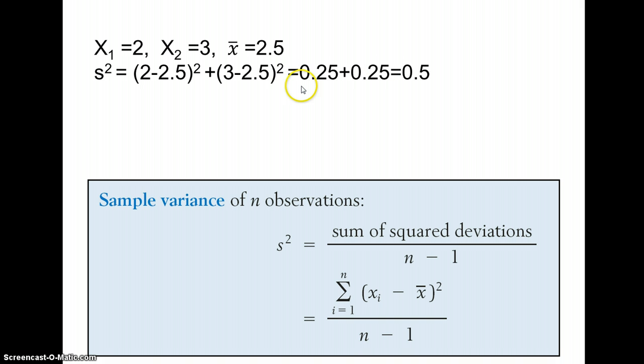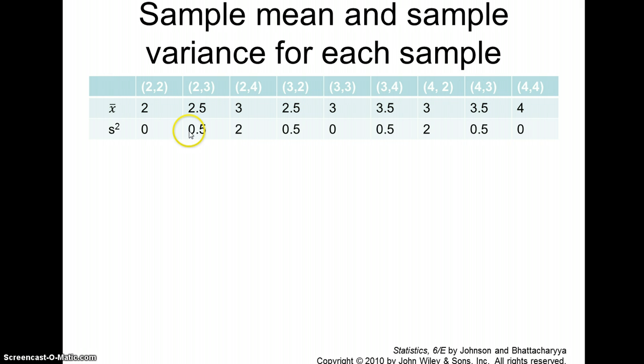Don't forget there is a divide by sample size minus 1, 2 minus 1, which is 1, and so 0.5 divided by 1 is still 0.5. It's not very easy for me to type the fractions here, so I just omit that, but you should include it when you write down your work. So I found the sample variance for sample 2, 3 is 0.5, so I put it down here in the table. The mean is 2.5.